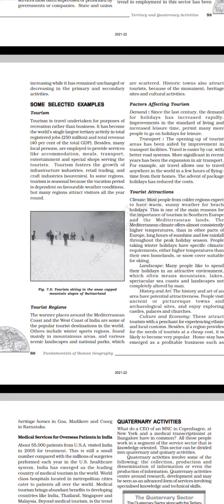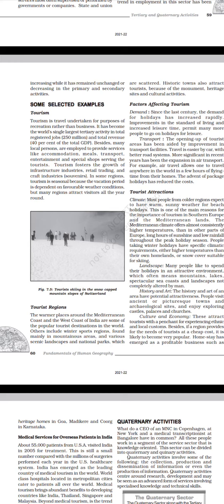Tourist regions. The warmer places around the Mediterranean coast and the west coast of India are some of the popular tourist destinations in the world. Others include winter sports regions found mainly in mountainous areas and various scenic landscapes and national parks, which are scattered. Historic towns also attract tourism because of the monuments, heritage sites, and cultural activities.